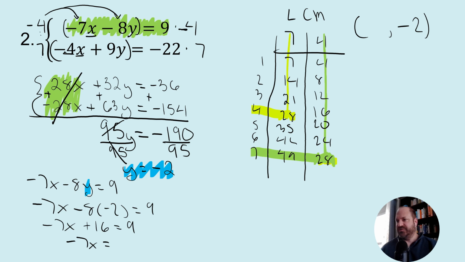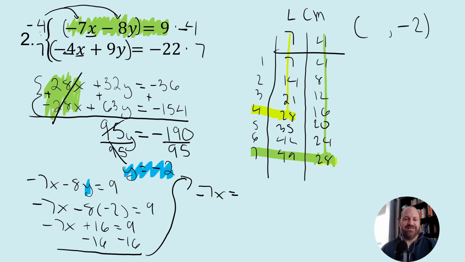We're going to subtract. Actually, let me get rid of that. Subtract 16. Subtract 16. So if I continue this up here, we're going to get negative 7x equals 9 minus 16, which is negative 7. Divide by negative 7. Let's remember to keep our signs with our values. Divide by negative 7. And we get x is a negative divided by a negative, which is going to give us a positive. And we get x equals positive 1.